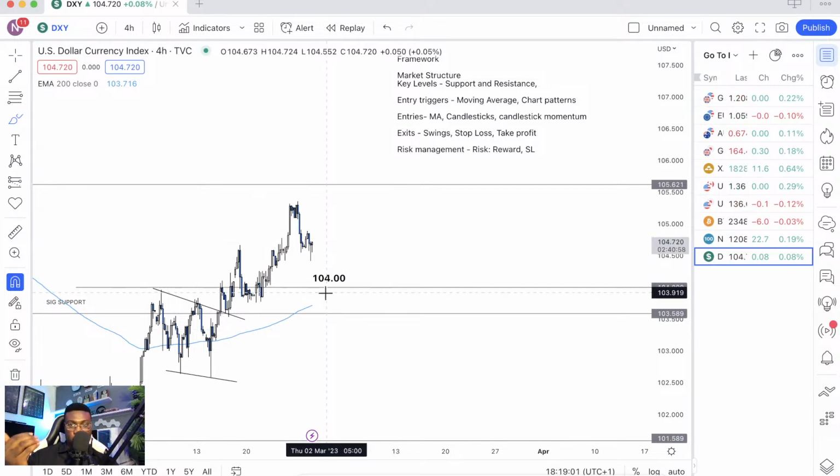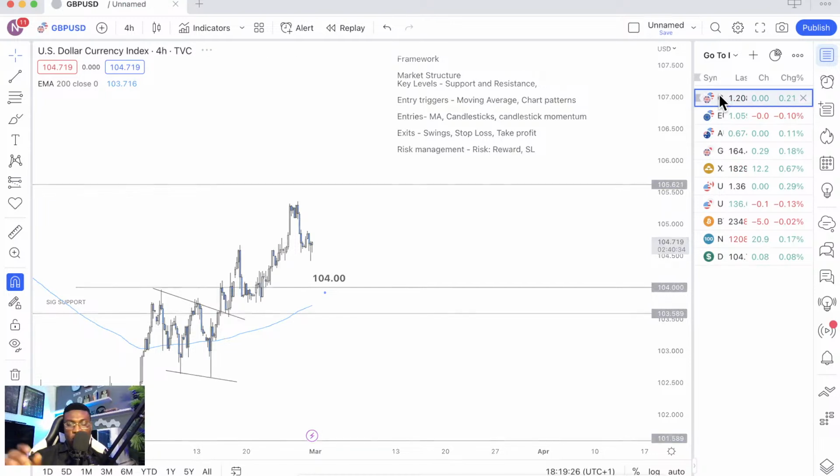And the reason why I love to pay attention to the dollar index is because I can use whatever happens to the dollar to identify or create strategies or analysis on other major pairs that I trade. So let's quickly look at the pound dollar, GBP USD.